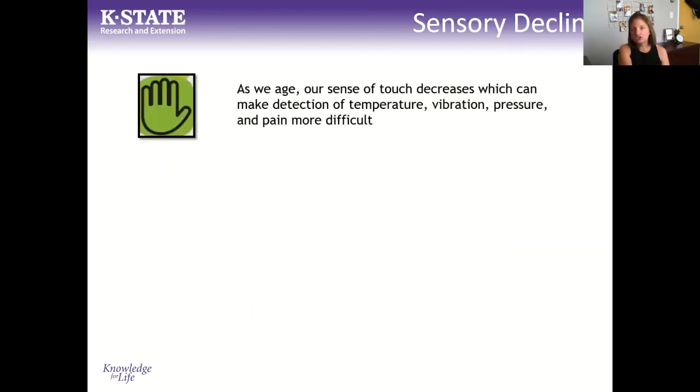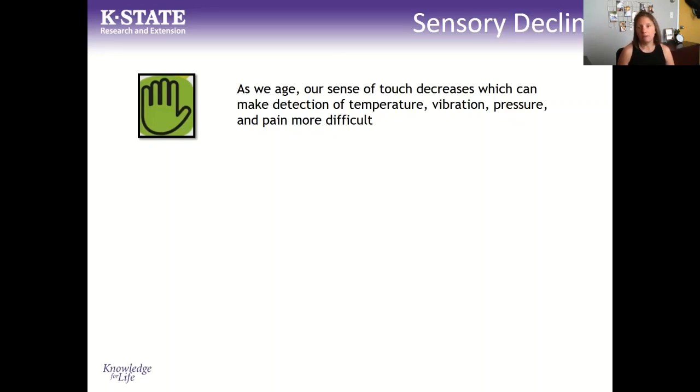Next is touch, smell, and taste. This is what I like to call the warning slide, because many of the things that we'll talk about in this slide go back to those warning touches, smells, and tastes, and things that could potentially harm us if our sensory decline is severe enough.